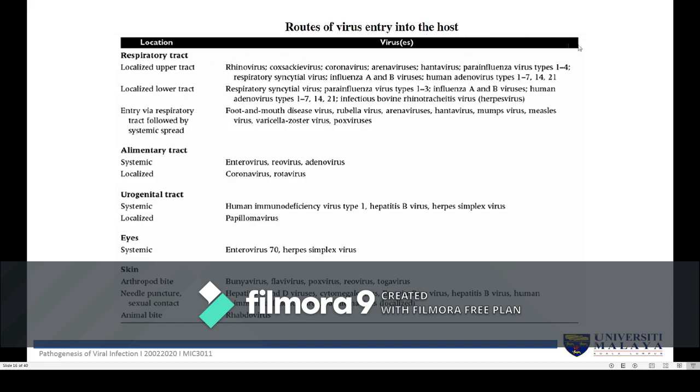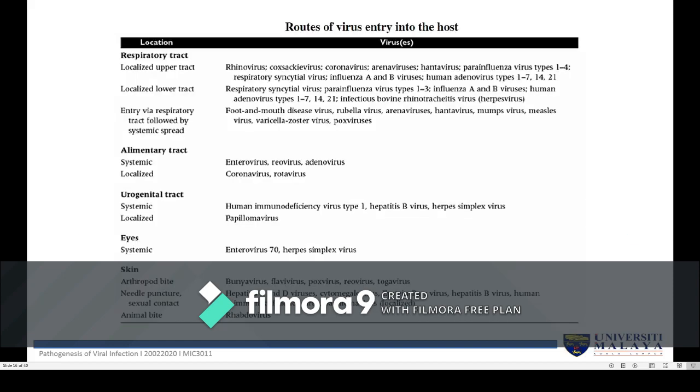But some viruses can get into the host through more than one site. For example, HSV can go to the urogenital tract and also to the mucosa of the eyes. So it would be good if you can remember some of them and their specific routes.